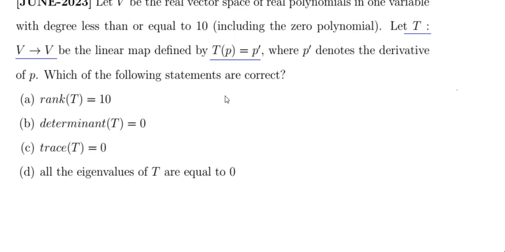So first we will write the basis for V. So V is a real vector space of real polynomials in one variable with degree less than or equal to 10. So therefore our basis of V is 1, x, x square, up to x power 10, and here the dimension of this vector space V is 11.